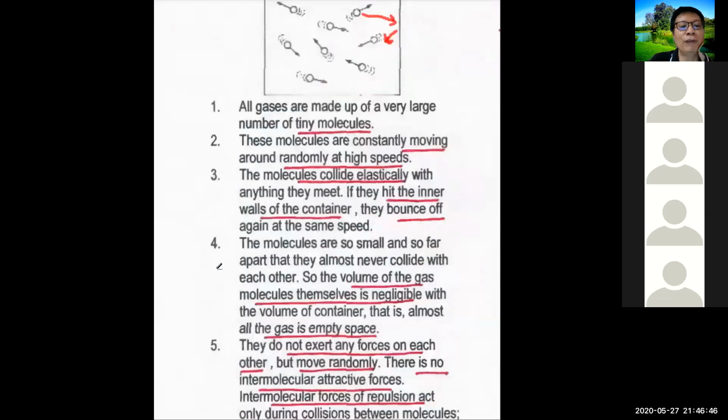Number 4, the molecules are so small and so far apart that they almost never collide with each other. This is what they assume. We assume the molecules seldom collide with each other. Then the volume of the gas molecules themselves is negligible. Meaning we assume gas molecules have no volume. They're too small, so no volume is our assumption. Negligible means we assume no volume. Compared with the volume of the container, almost all of it is empty, because the molecules have no volume. So we assume the inside is actually empty.